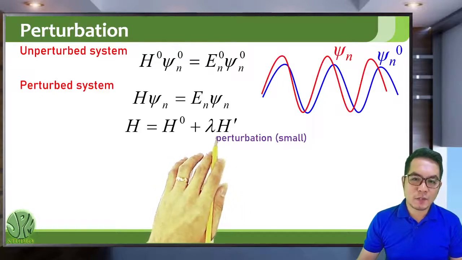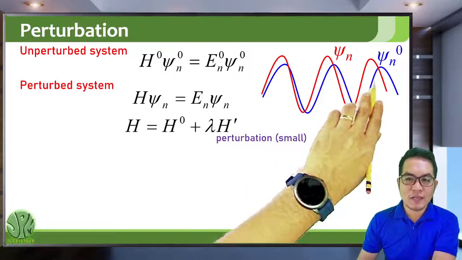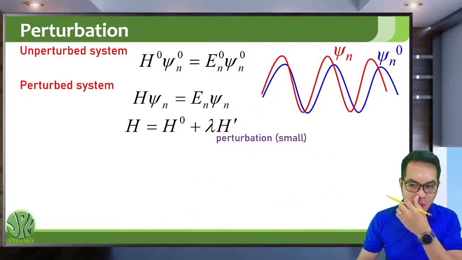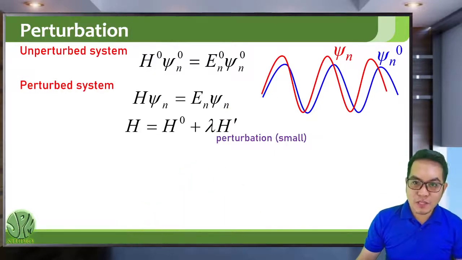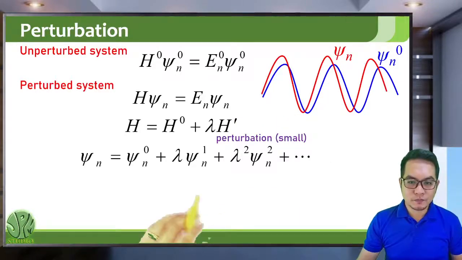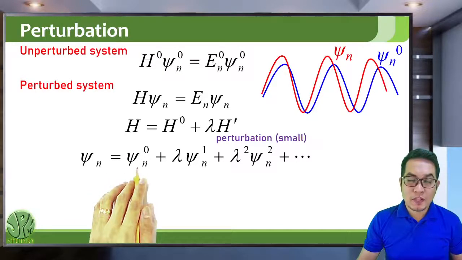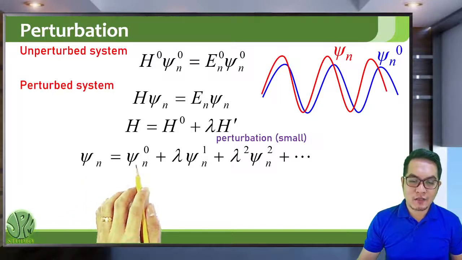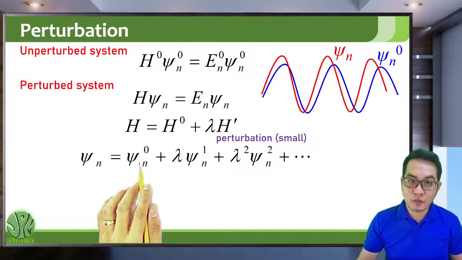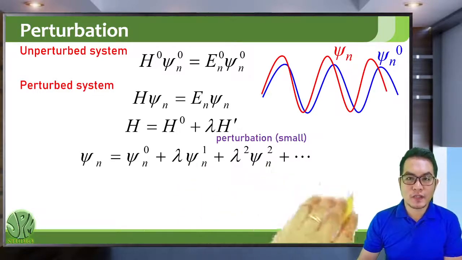So the effect of this perturbation is to slightly change the wave function of the system, and we can approximate the new wave function and new energy of the system via a power expansion in lambda. So the new wave function is just the original wave function, the unperturbed wave function, plus the first order correction, second order correction, third order, and so on.